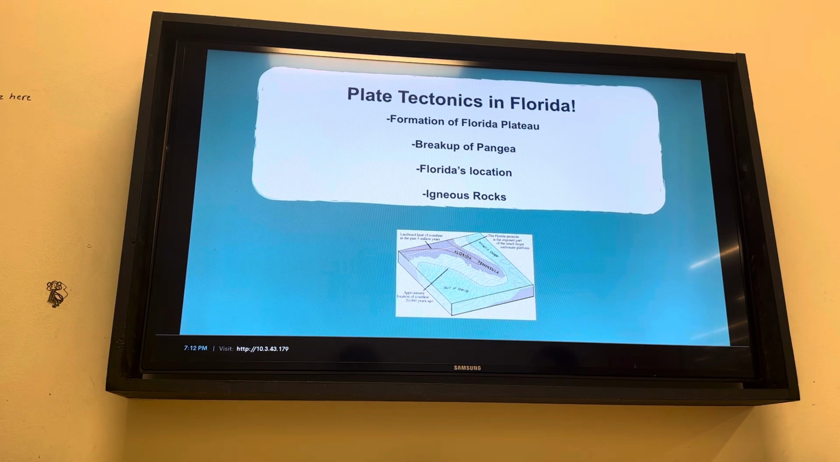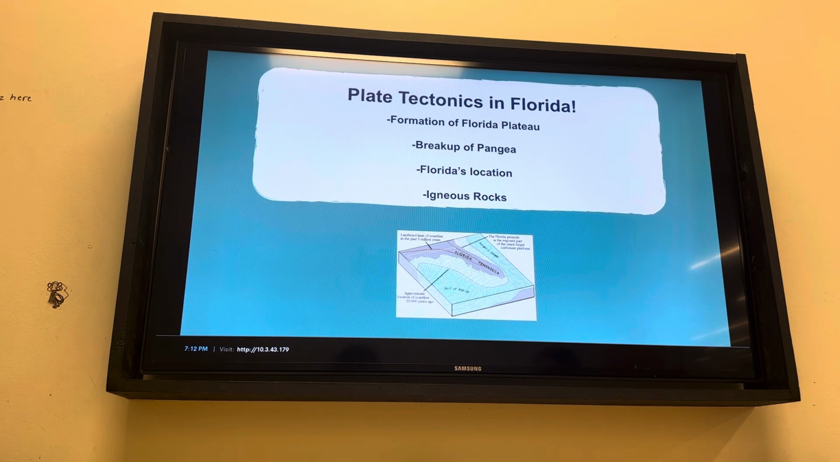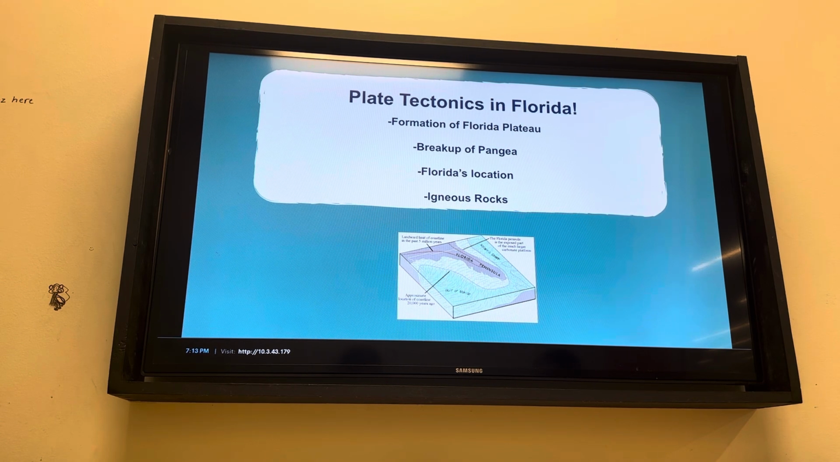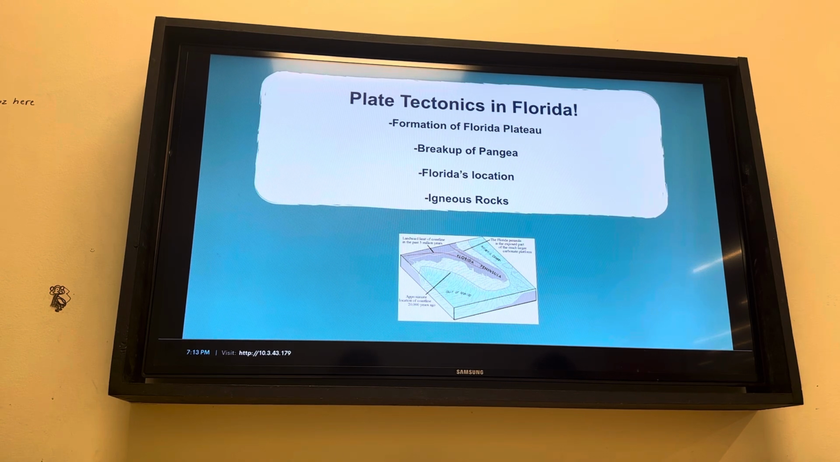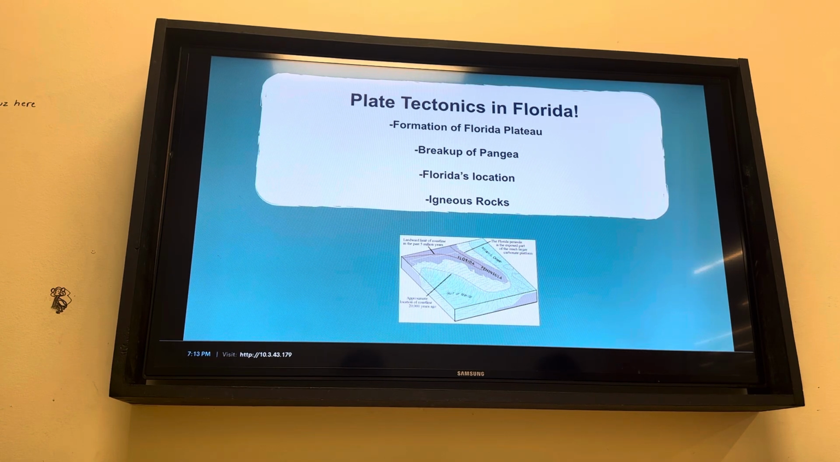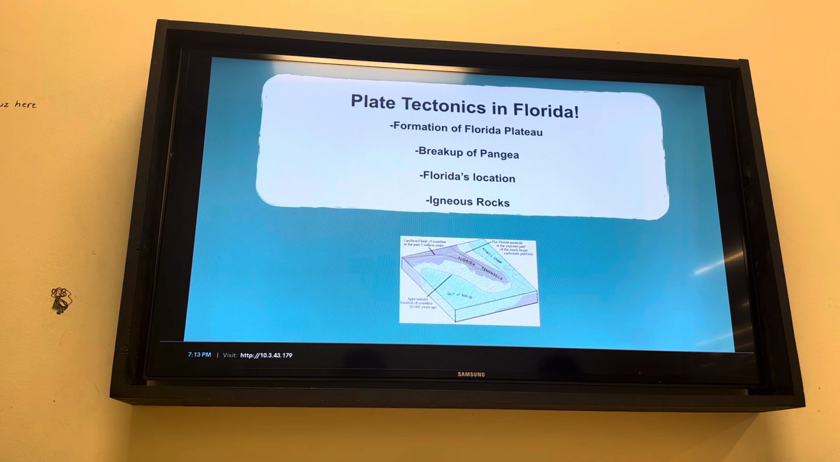Third, we will talk about how Florida's location is affected by plate tectonics. Florida is located between the North and South American plates, and during the Jurassic, a transform plate boundary connected the Central Atlantic and the Gulf of Mexico, which spread systems in the region of southern Florida. Lastly, we want to mention igneous rocks in Florida. Magma from deep within the earth rises toward the surface near active plate boundaries. When magma reaches the surface and cools, it forms extrusive or volcanic igneous rock.